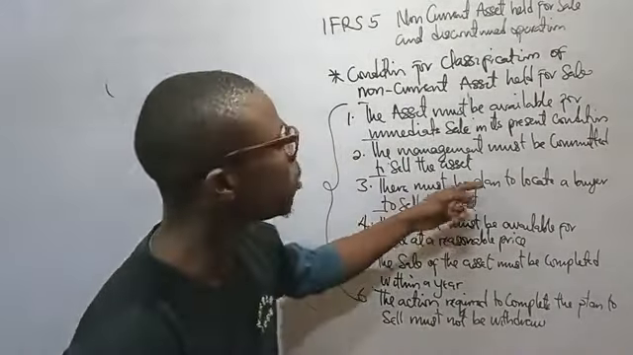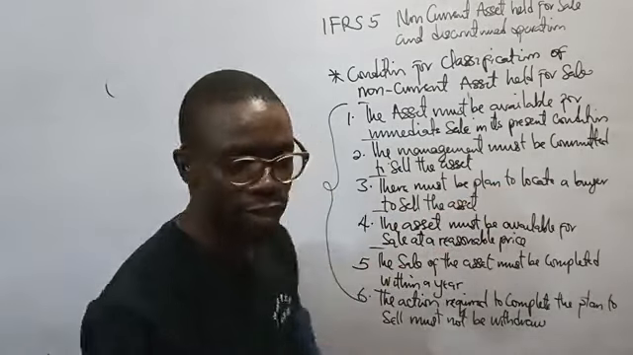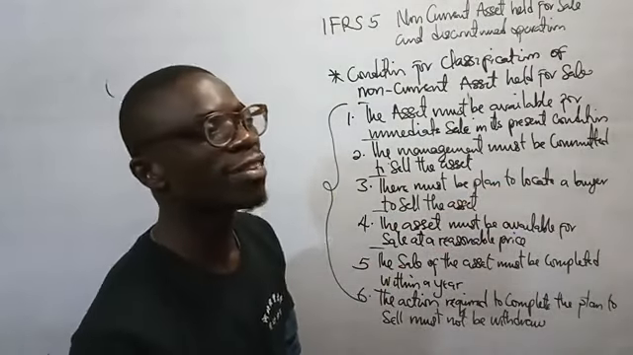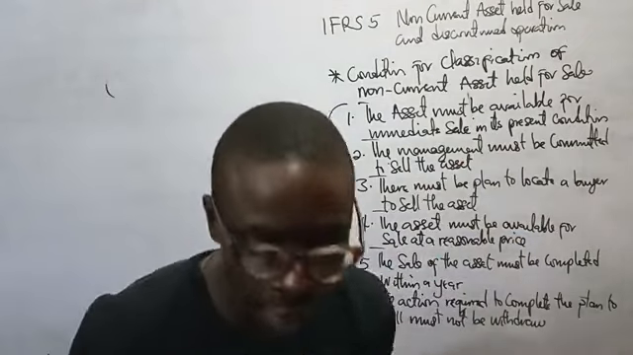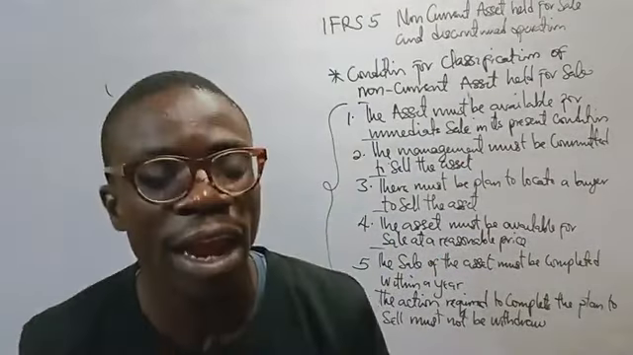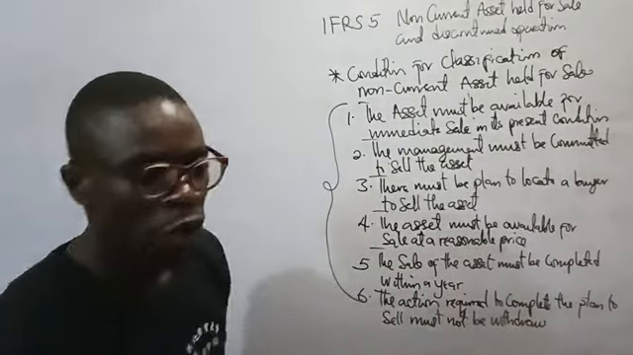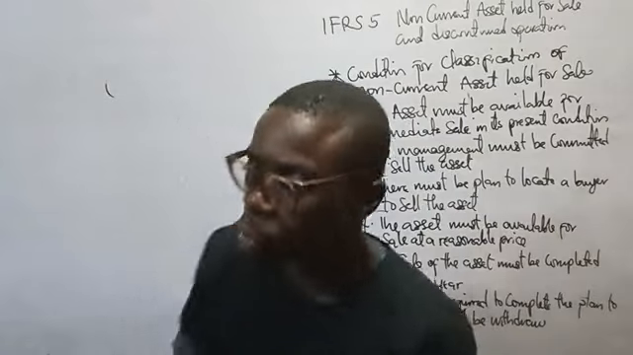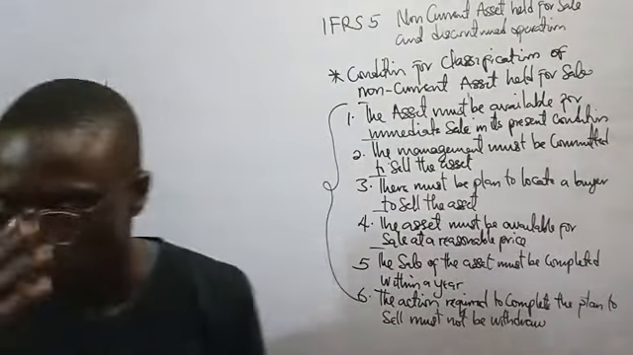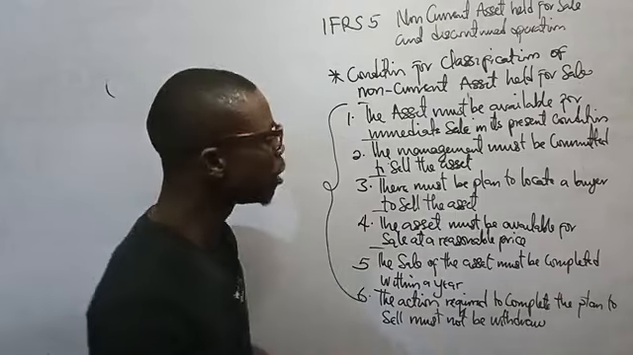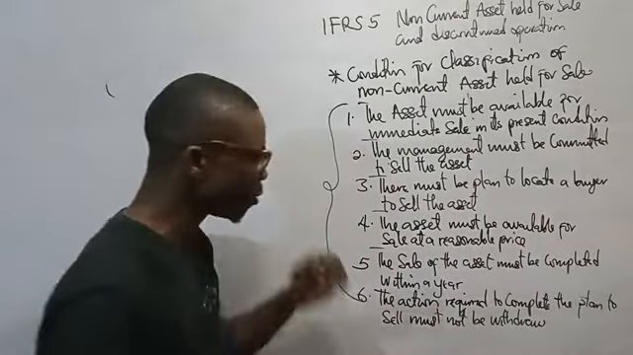3 is that they must have a plan to locate a buyer to sell the asset. It's not that they are committed to sell the asset and they are not finding who to buy it. That means that asset cannot be classified as held for sale. There must be a plan to locate a buyer. Where can we get a buyer? Do we go to the market to get someone to buy it? Do we do advertisements?